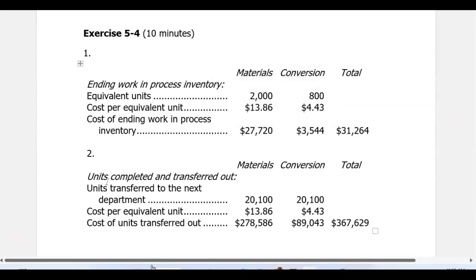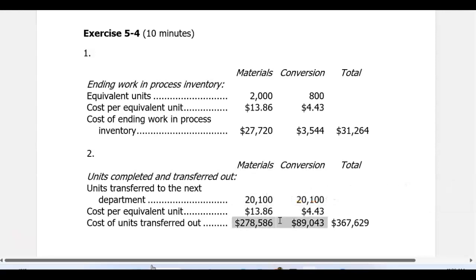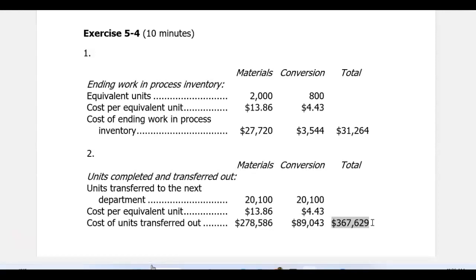Now, what is transferred out to the next department? So transferred out are 20,100 units, which is 100% completed transfer, times the cost for material and conversion. And that gives you material cost and conversion cost. But if you combine it, you know exactly how much has been transferred from one department to the next department. 367,629.